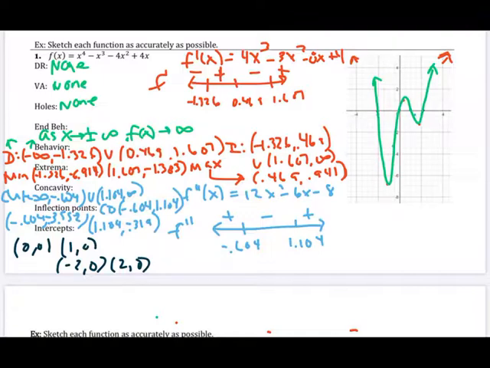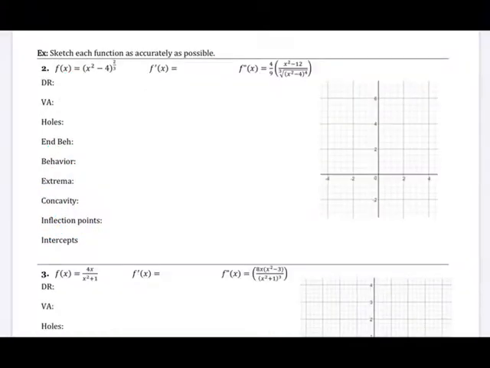So let's go ahead and look at the next example. I would recommend that you pause the video for this next example, that you get as far as you can. And I did have the second derivative identified there for you just so you're doing a little bit less of the calculus work so that you can focus on graphing this function.